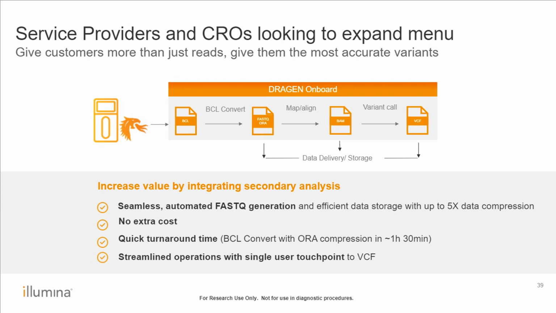If you're a service provider or a commercial research organization looking to expand your menu, you can give customers more than just reads. You can give them the most accurate variants with integrated onboard analysis. If you look at the onboard analysis pipeline here, you can get seamless automated FASTQ generation, or you can get variant calls, all with a quick turnaround time and with no extra cost or equipment. In fact, you can save on the data storage cost with up to 5x data compression onboard. And you can streamline your operations with a single user touchpoint to variant call files.